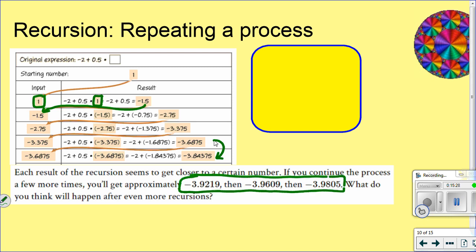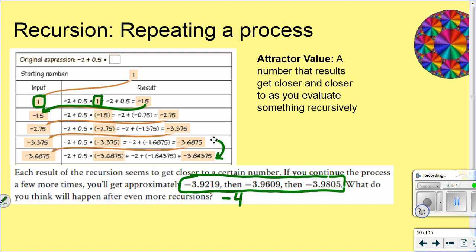What do you think is going to happen after even more recursions? What do you think this is getting closer and closer to? Well, it looks to me like this is getting pretty close to a -4. Last definition, or last thing for today. So -4 is what's called the attractor value. It's the number that these results are getting closer and closer to as we continue to evaluate this recursively, as we continue this repetitive process over and over and over again.